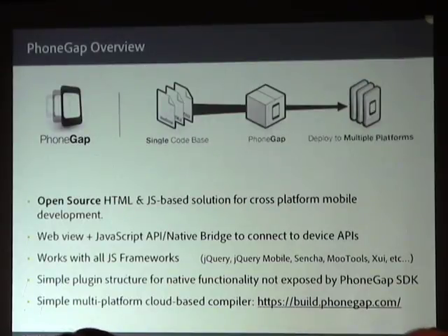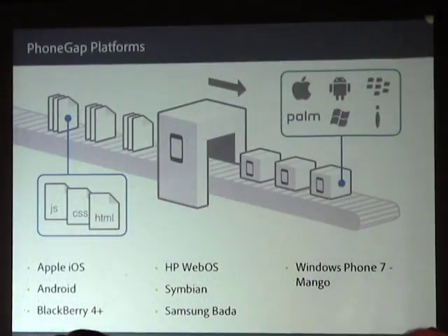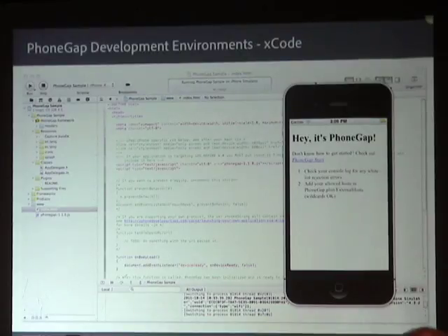And there's also a service that PhoneGap provides called build.phonegap.com, which allows you to upload your code to essentially a cloud-based service. And from that, that'll give you links where you can download precompiled builds for the different platforms that are supported. PhoneGap supports iOS, Android, BlackBerry, starting at, I think, BlackBerry 4, Palm, HP WebOS, Windows Phone Mango, and also Samsung Bada. Yeah, I think that's all of them. Sorry, I'm trying to rush through this. PhoneGap you can develop in essentially whatever you want because they're built in HTML and JavaScript.